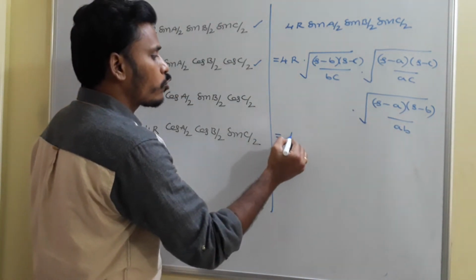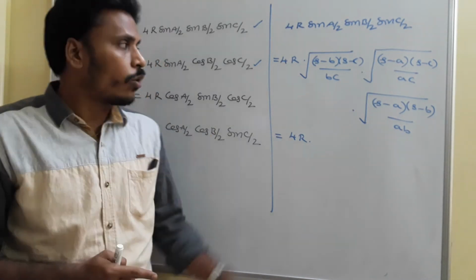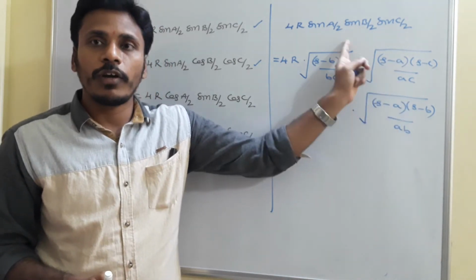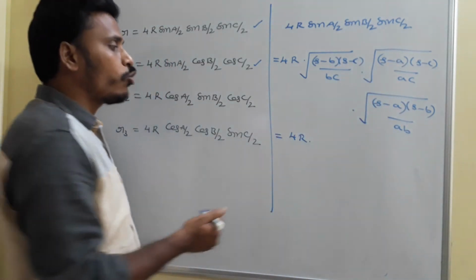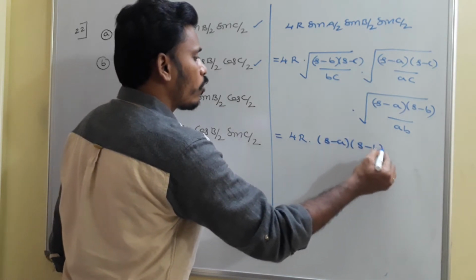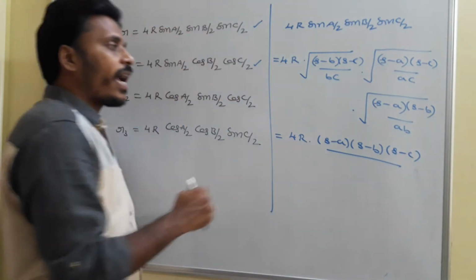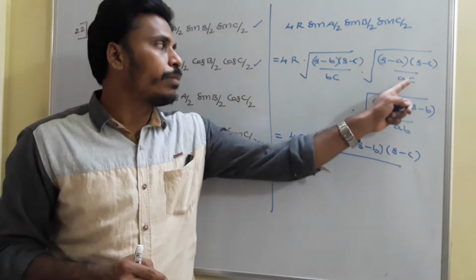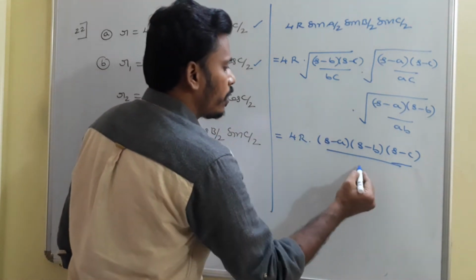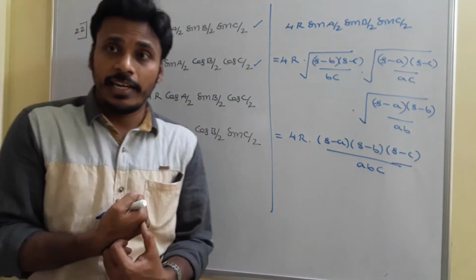And now this is equal to 4R. In the numerator, under the square root, observe the numerators: each of s minus a, s minus b, s minus c is there 2 times, so you write one outside the square root. So 4R (s minus a)(s minus b)(s minus c) divided by, in the denominator, a, b, b, c, c, a: 2 a's, 2 b's, 2 c's under the square root, so one abc outside the square root. Very clear.